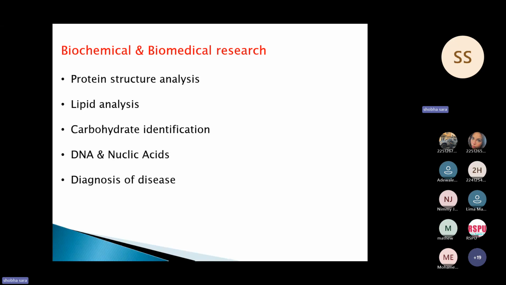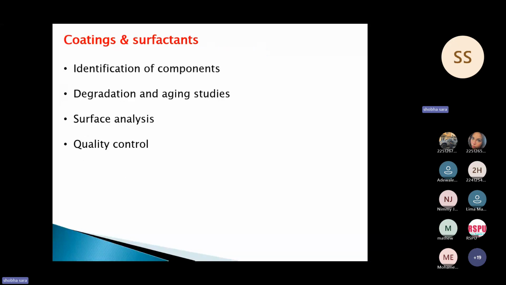We need additional software to understand this, but sometimes we can understand the secondary structure like alpha helix, beta sheet. Then lipid analysis, carbohydrate identification, whether it is glucose or fructose or sucrose, DNA, nucleic acid. Even disease diagnosis is possible with FTIR, because with human tissue we can see what biochemical changes happen in the tissue or a fluid of a person. It helps in the early detection of cancer, diabetes, infectious diseases and all. So the uses are unlimited, even coatings, surfactants.